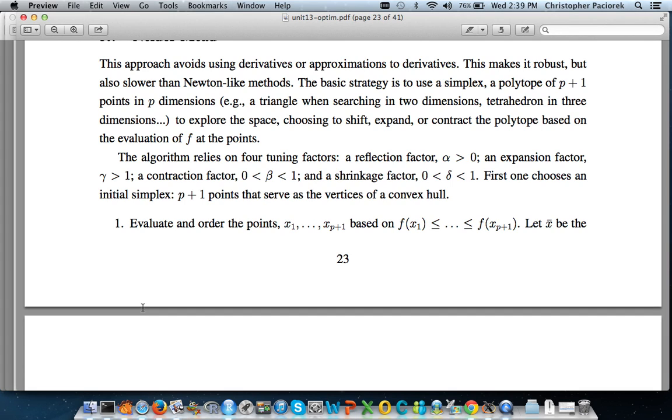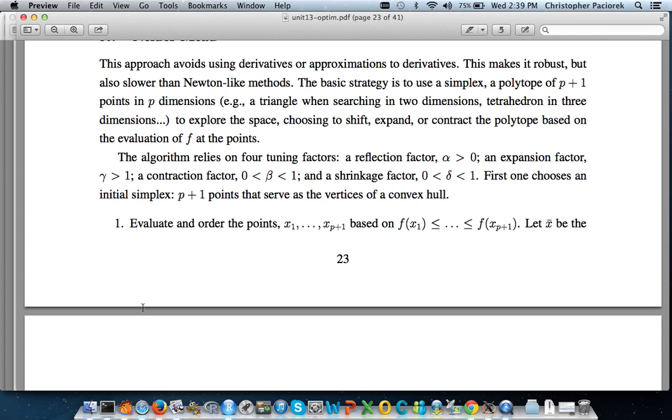Okay, so the idea is, let's think about the dimension of the space we're optimizing in. It's a p-dimensional space. So we're going to take p plus 1 points in that space, and those are basically going to be our starting values. At every step, we're going to replace one of the points in that set of p plus 1 points with another point. The idea is to walk that polytope around the space in a smart way until you get to the location of the minimum and zoom in on it. So the question is how you go about doing that.